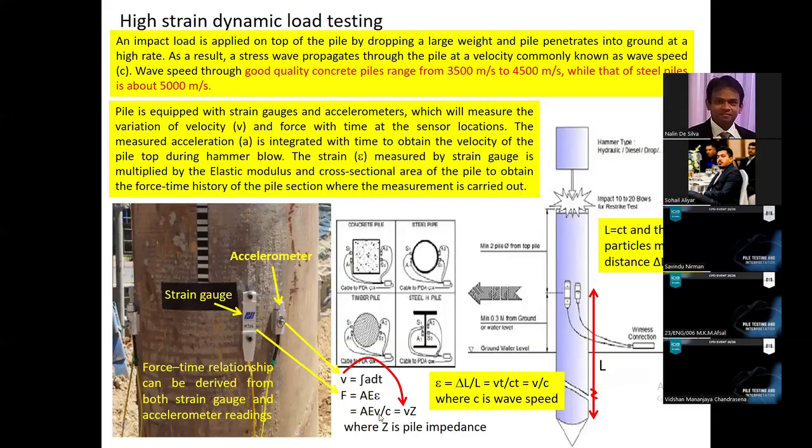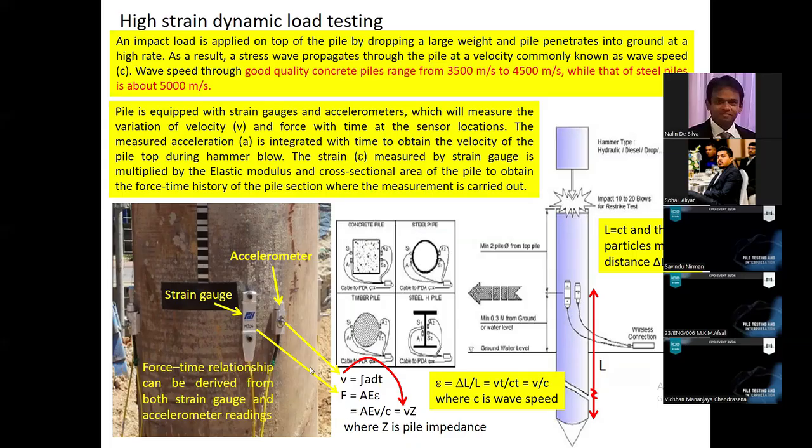So AE times V over C. AE over C is the pile impedance, right? As I have explained earlier, AE over C is the pile impedance. So velocity is detected by the accelerometer. So the accelerometer gives the velocity. When the velocity is multiplied by the pile impedance, it gives the force.